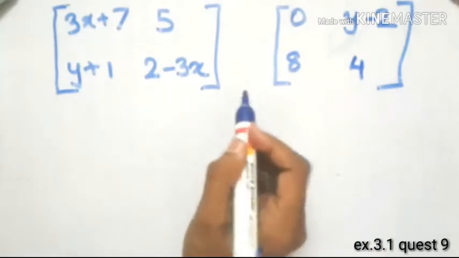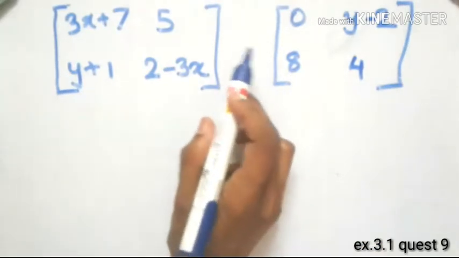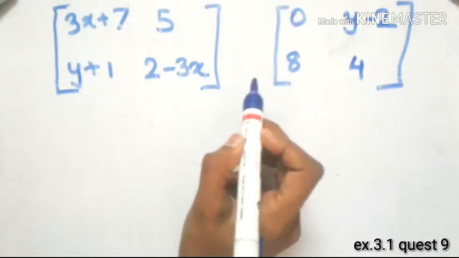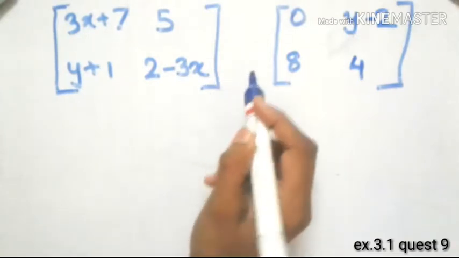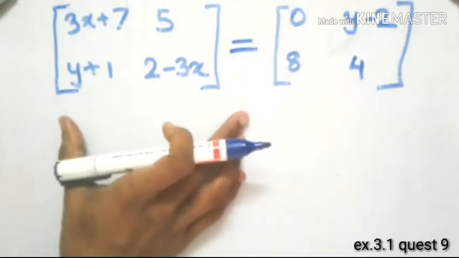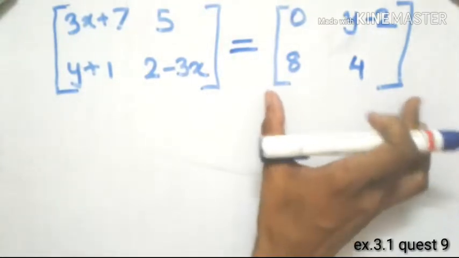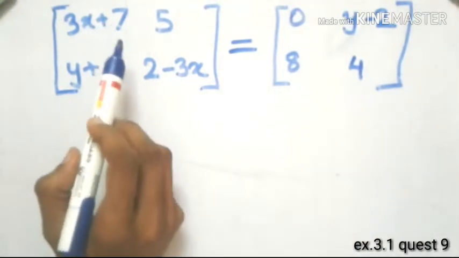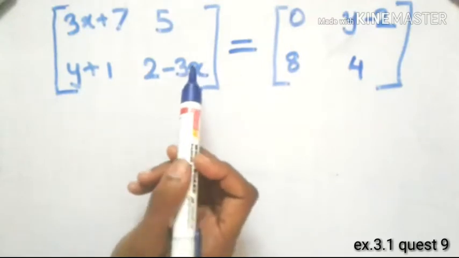So how do we solve this? First, let us assume that the two matrices are equal. That's the only way to find out the answer. So let's first equate it. So suppose this matrix is equal to this matrix, then what will be the implication? The implication will be that the corresponding elements will become equal.